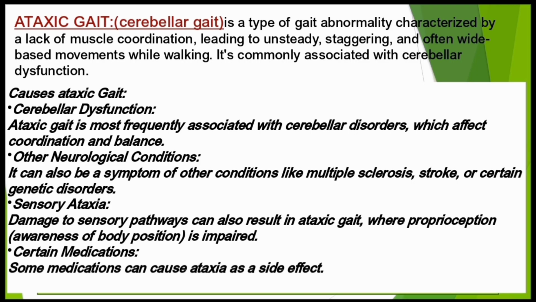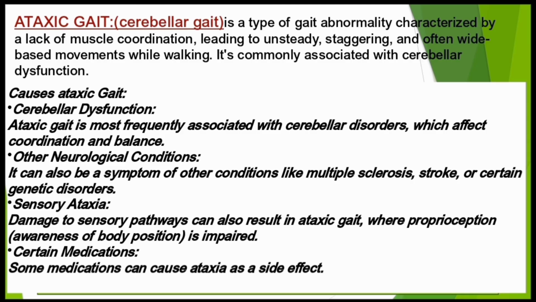So third one is ataxic gait. It's also known as cerebellar gait. It's a type of gait abnormality characterized by a lack of muscle coordination, leading to unsteady, staggering, and often wide-based movement while walking. It's commonly associated with cerebellar dysfunction. So causes, I already said cerebellar dysfunction.